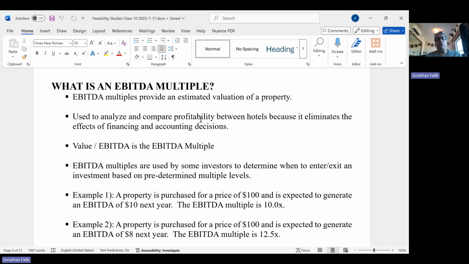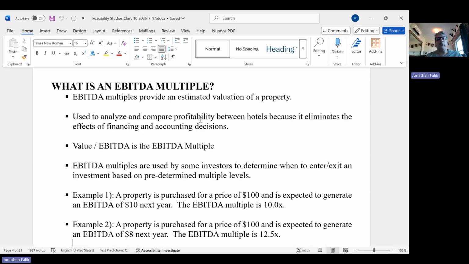An EBITDA multiple can help you understand how many times EBITDA, or the cash flow, an investor is willing to pay or has paid for an asset. So an EBITDA multiple can help you with an estimated valuation of a property, assuming you know what the EBITDA is, right? And again, applying an EBITDA multiple to year one EBITDA in our model or in our projections is going to give us a very low number because it's not stabilized.